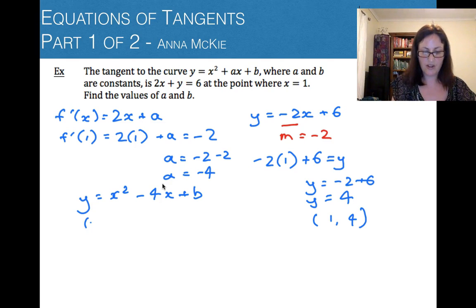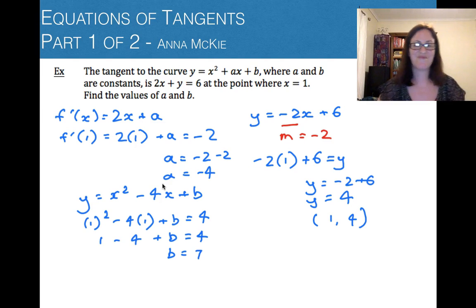So we've got 1 squared, take 4 times 1 plus b is equal to 4. Solving that, 1 take 4 plus b is 4, and b is equal to 7. So that's the question. We're asked to find a and b, and we've got -4 and 7.